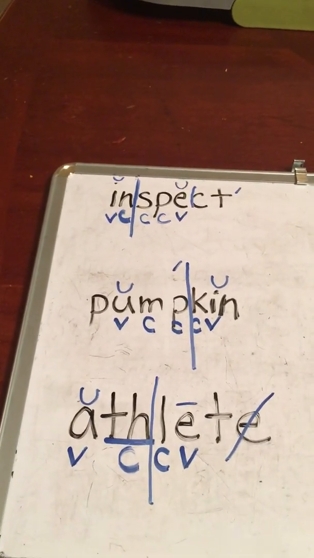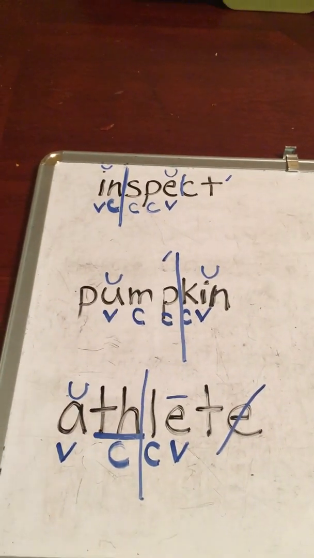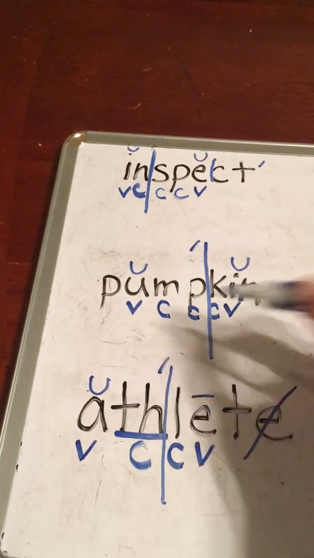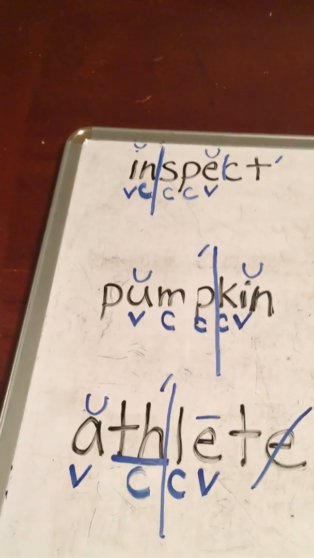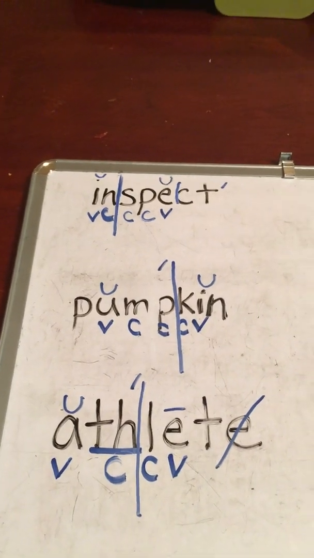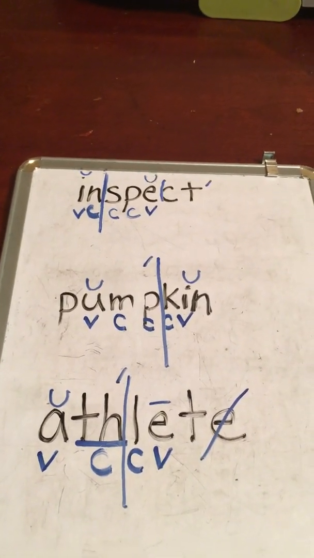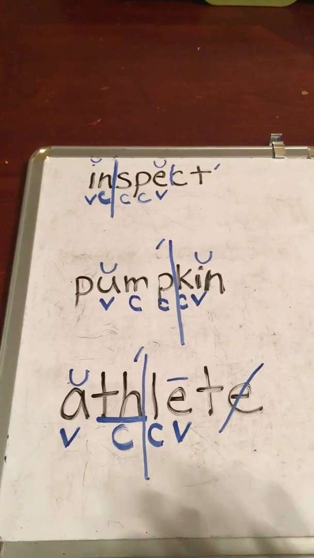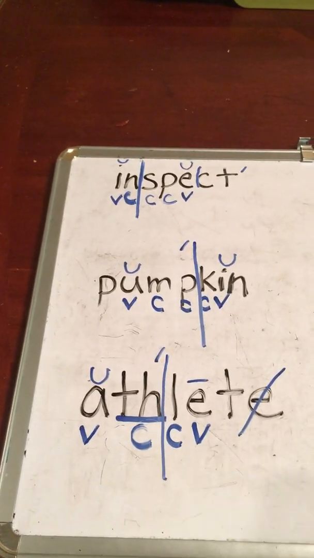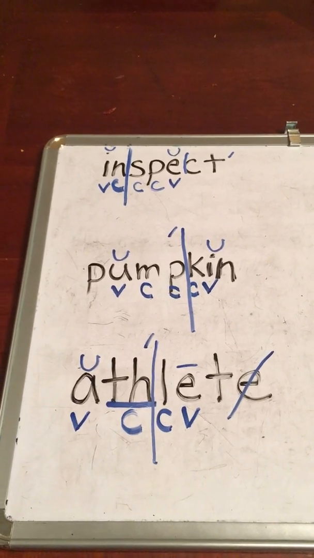So we know we divide the syllable between the two consonants. Perfect. Now where should we put the accent? Remember, we always try it on the first syllable. Let's see how that sounds. Athlete. My friend is an athlete. Perfect. That was a perfect way to code. So look, now you can even read bigger words that have three consonants together. All right, we'll see you next time.